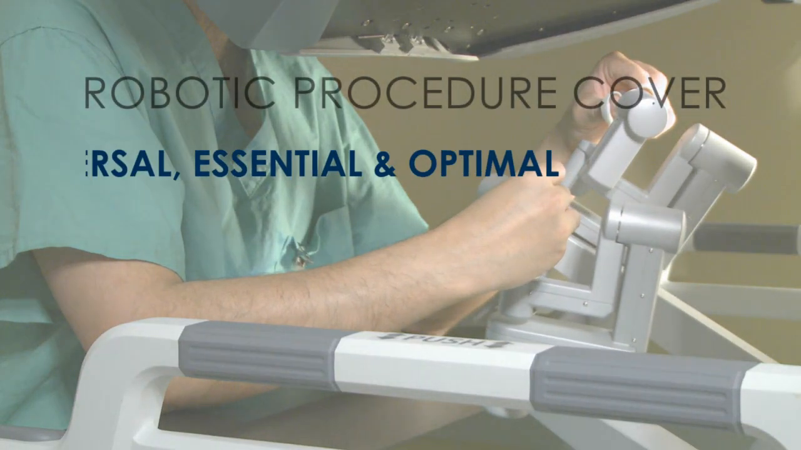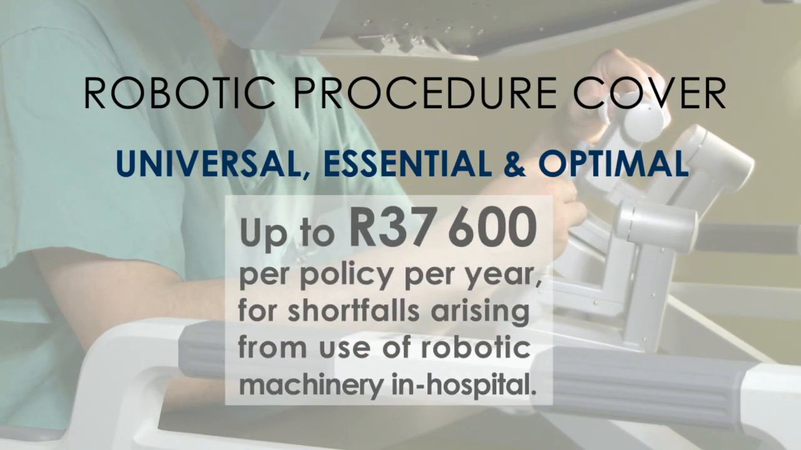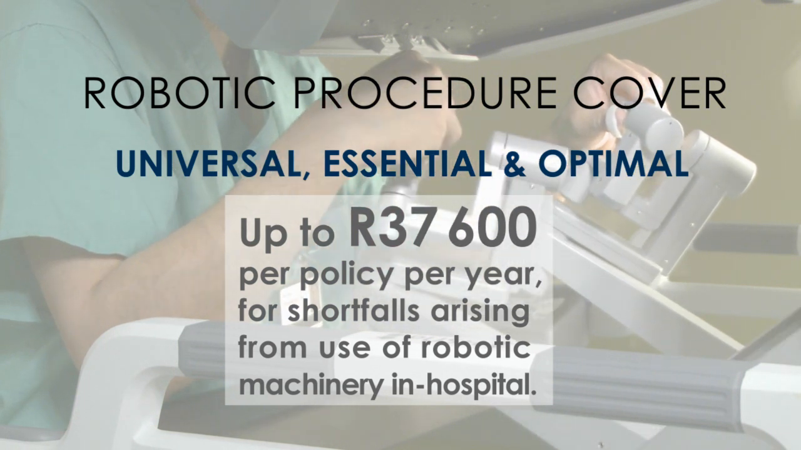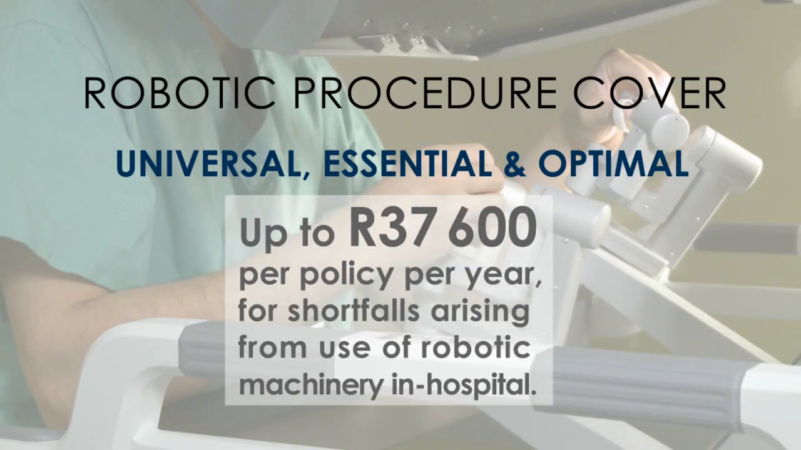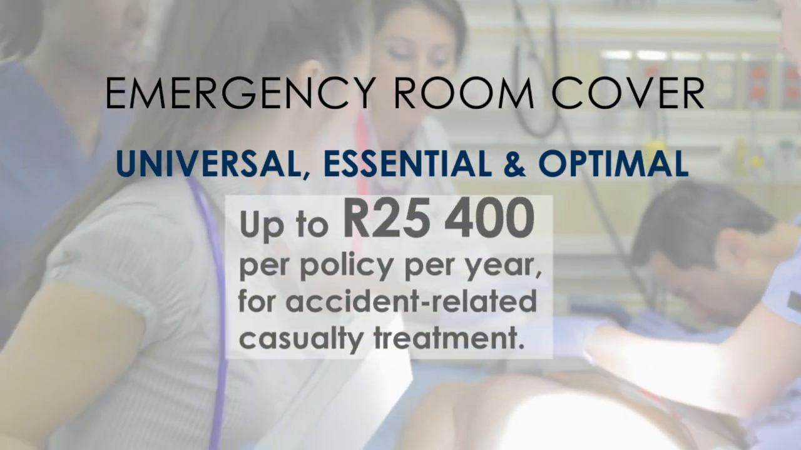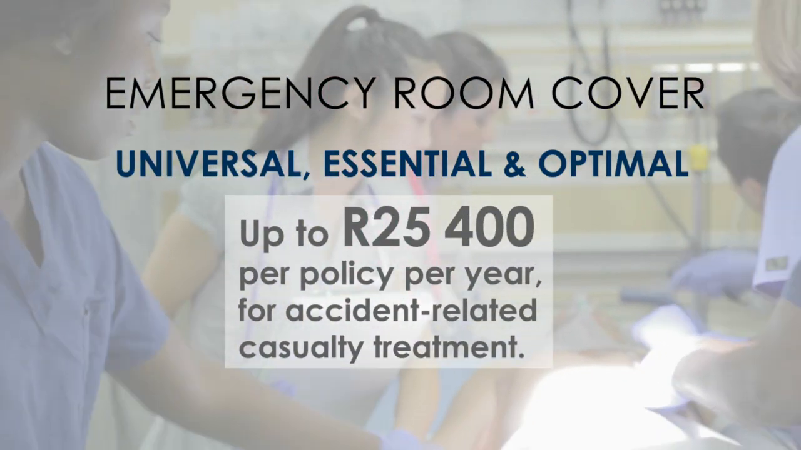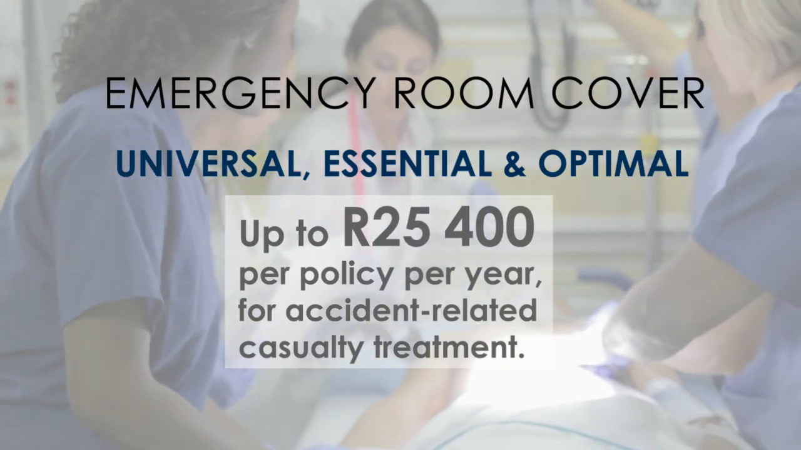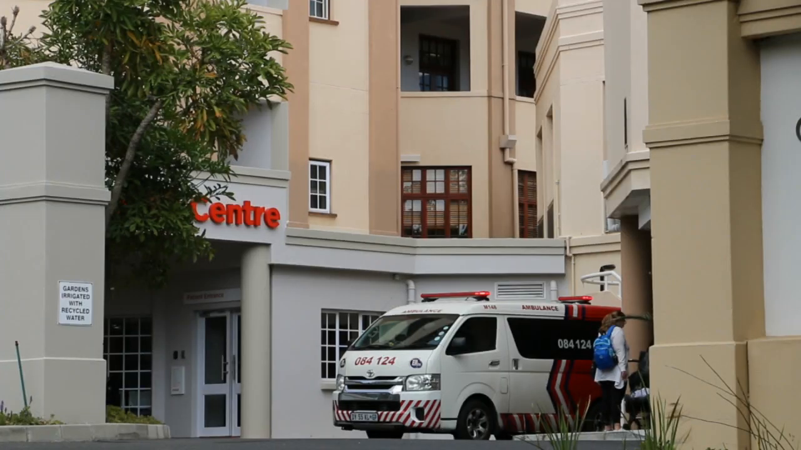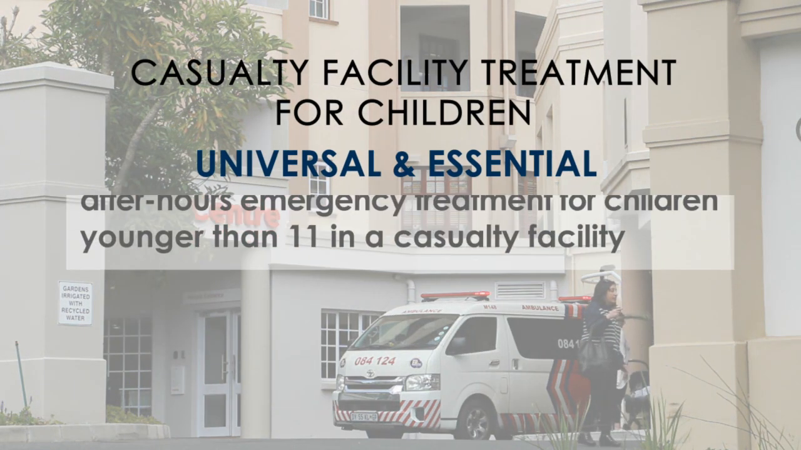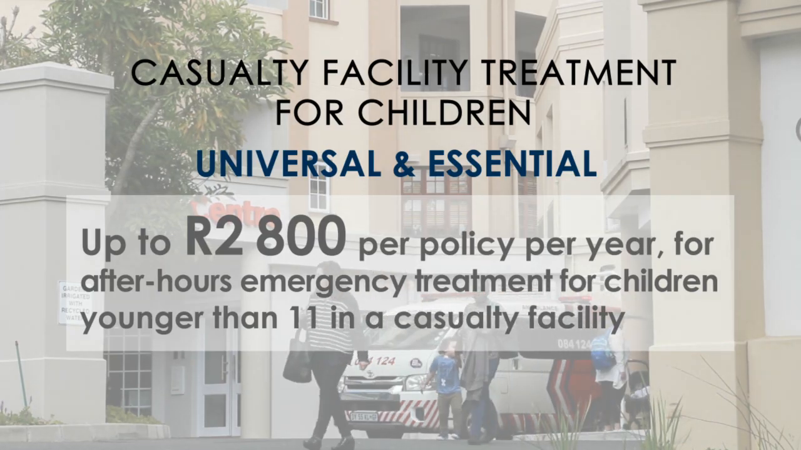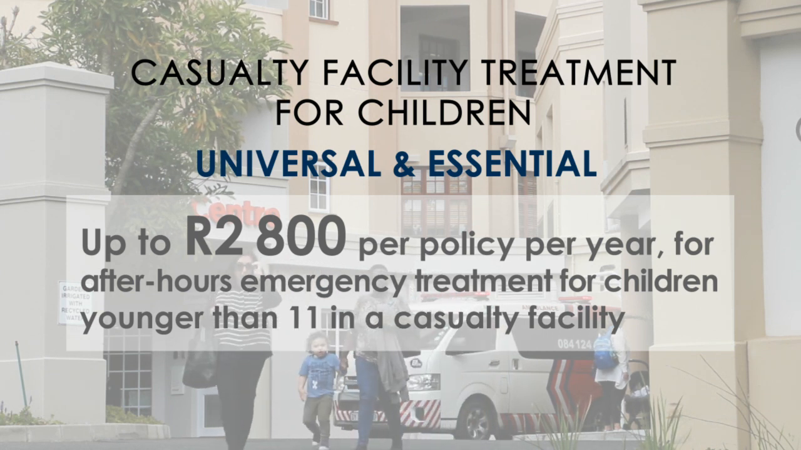All three GAP policies provide up to R37,600 per policy per year for medical expense shortfalls that arise from the use of robotic machinery during in-hospital operative treatment. All three GAP policies also provide emergency room cover of up to R25,400 per policy per year for accident-related treatment in a hospital casualty facility. The Universal and Essential GAP policies provide cover for after-hours emergency treatment, up to R2,800 per policy per year for children younger than 11 in a casualty facility.